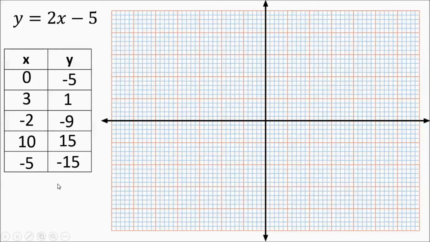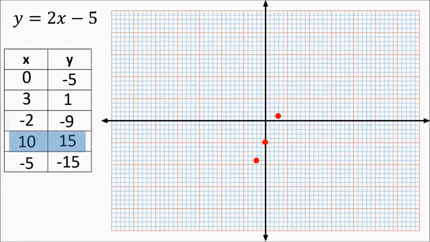So I'm going to take my first pair, 0, -5. That means I'm not going right or left, and I'm going down 5. So if I started at the origin, I'm not going right or left, I'm going down 5. The point's going to be right there. 3, 1 is my next point. That's going to be in quadrant 1. Then I've got this -2, -9. That's going to be in quadrant 3. From the origin, you're going to go left 2 and then down 9.